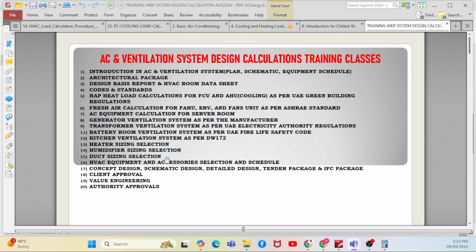Okay, then once you have done all the calculations, we can prepare the HVAC equipment and accessory selection. Clear, right? It will go through multiple stages like concept design, schematic design, detailed design, tender package, IFC package. When you work with a consultant, the design team works in different stages, right? So finally it will come as the IFC package. The IFC package will have clear approval from the client, value engineering if anything is required, authority approvals, or tender from the market if there is any comment from the contractor. So you will include everything and then release it as a clear package. This is called the IFC package. Clear, right?